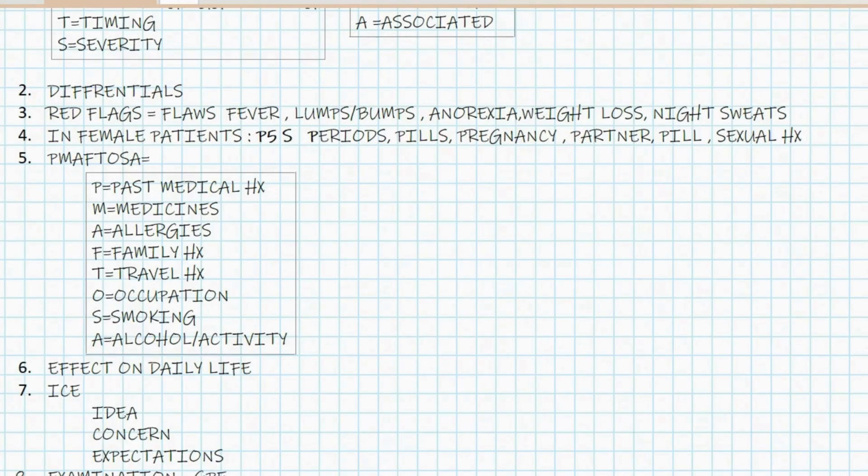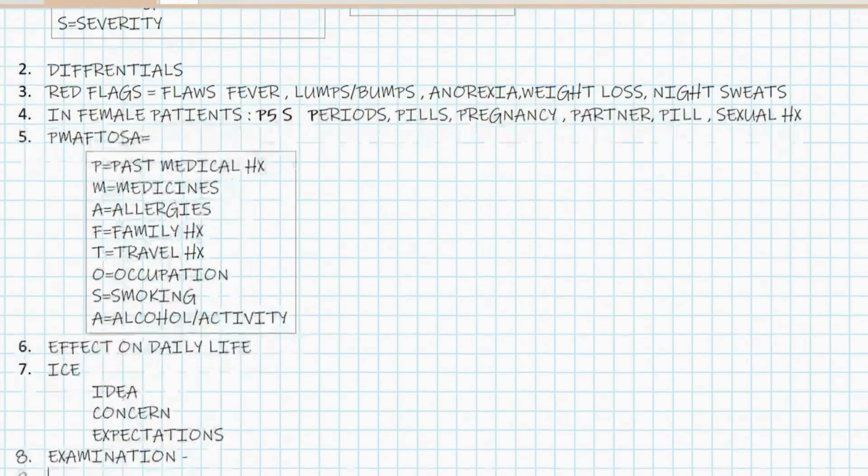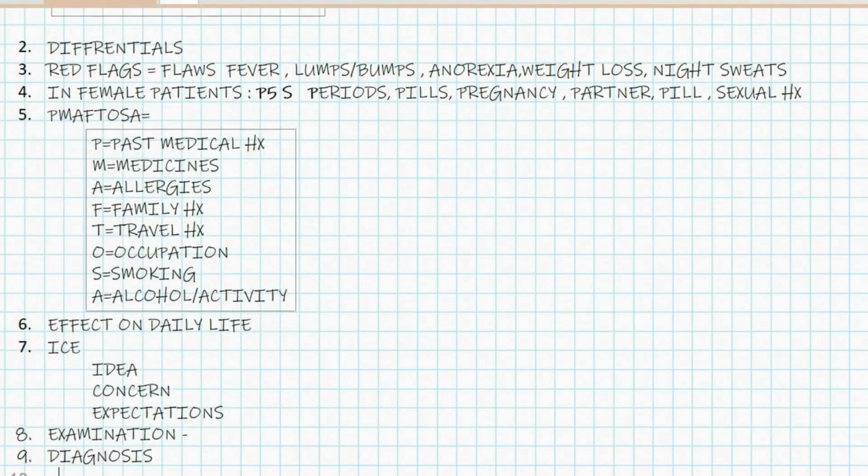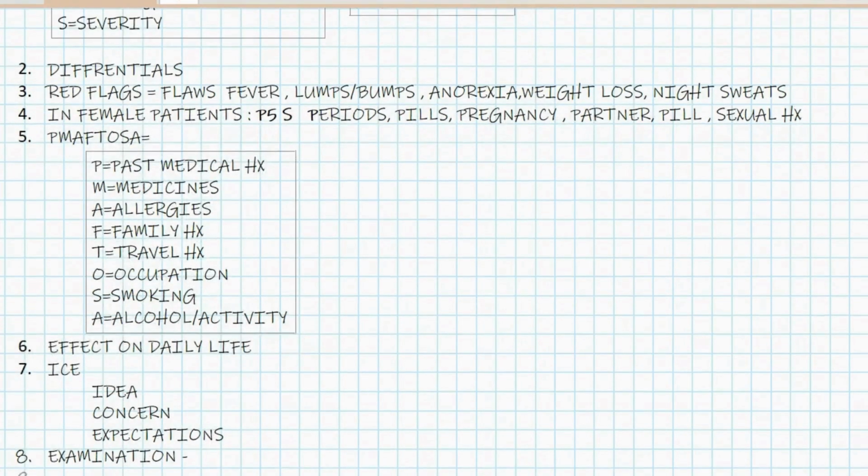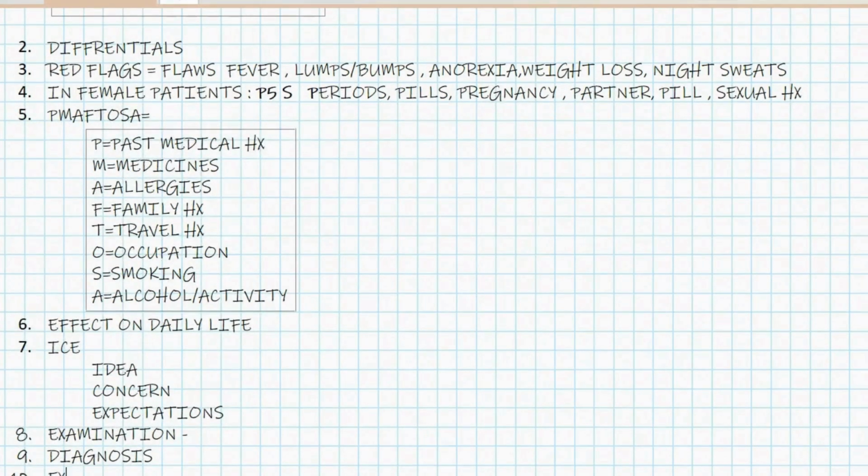Now, let's go into ICE. What is ICE? It's really important. It will help the examiner determine your interpersonal skills. So ICE means ask about ideas. What does the patient think is going on? Concerns. What are they worried about? Expectations. What are they hoping you can do for them during this consultation?